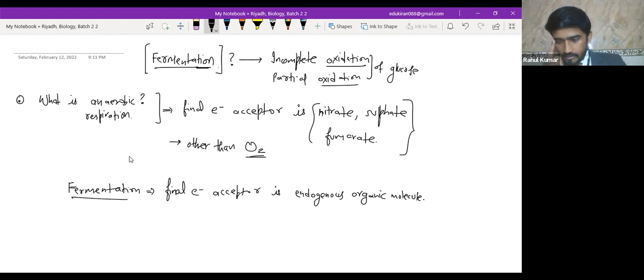Now write down another thing. Fermentation is a self-contained process. Write down this point. This simply means that there is no electron acceptor which comes from outside, which the cell needs from outside. So it's like self-sufficient. A cell is self-sufficient to do fermentation under low availability of oxygen.